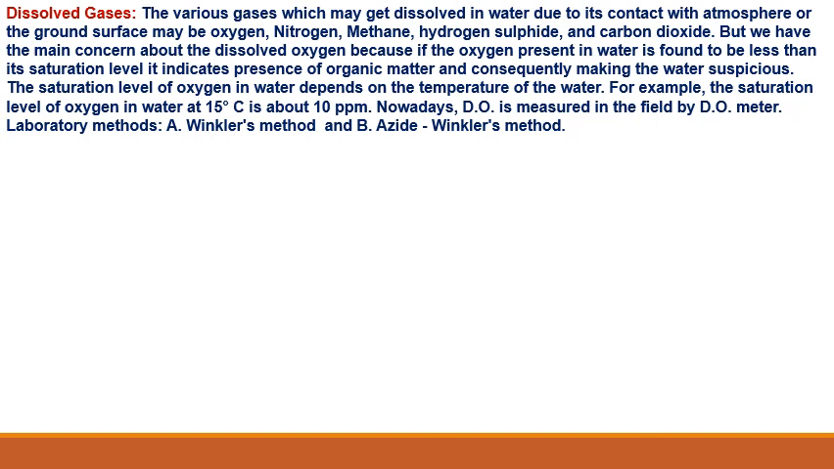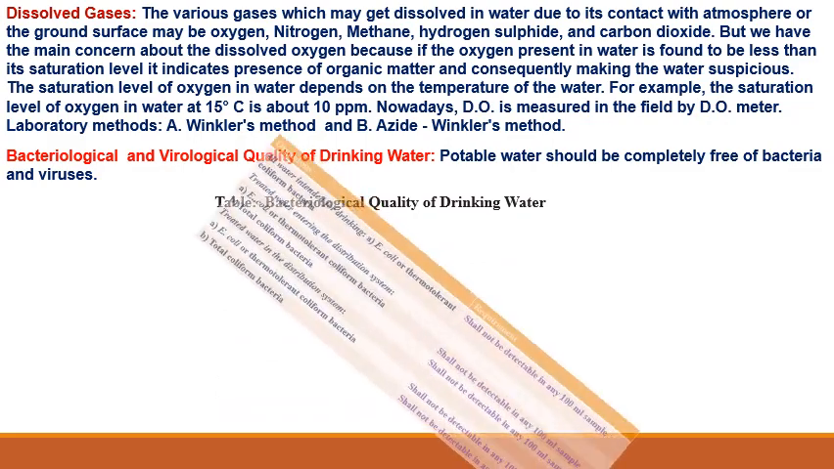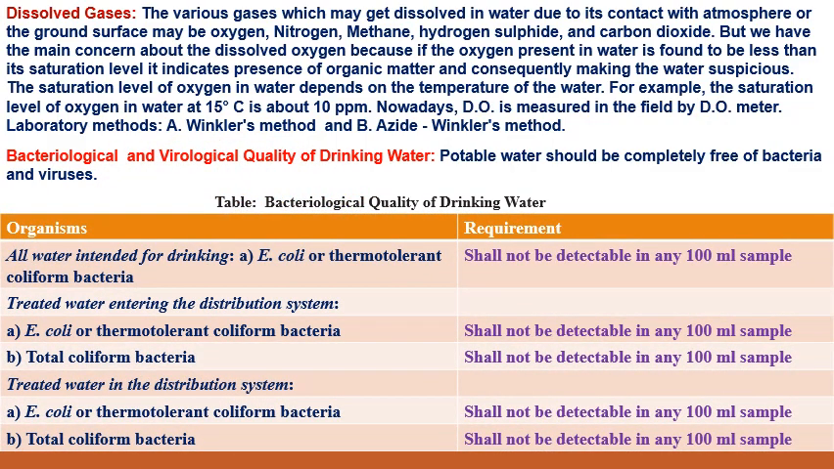Then we come to the bacteriological and virological characteristics of drinking water. Potable water should be completely free of bacteria and viruses. This is shown in the table. For all water intended for drinking, E. coli or thermotolerant coliform bacteria shall not be detectable in any 100 milliliter sample. Treated water entering the distribution system must also be free from bacteria.